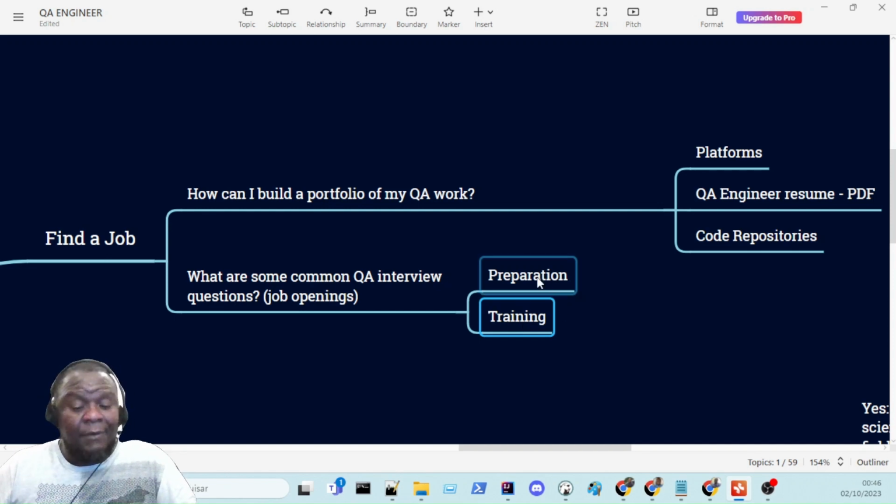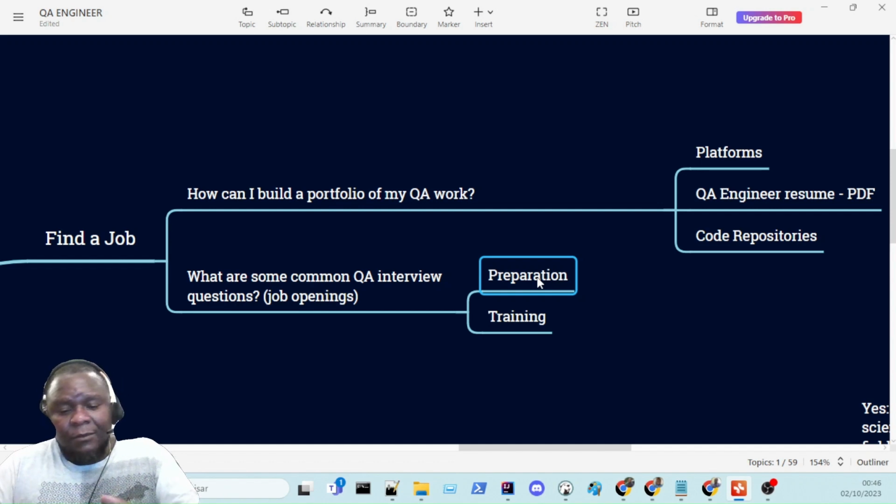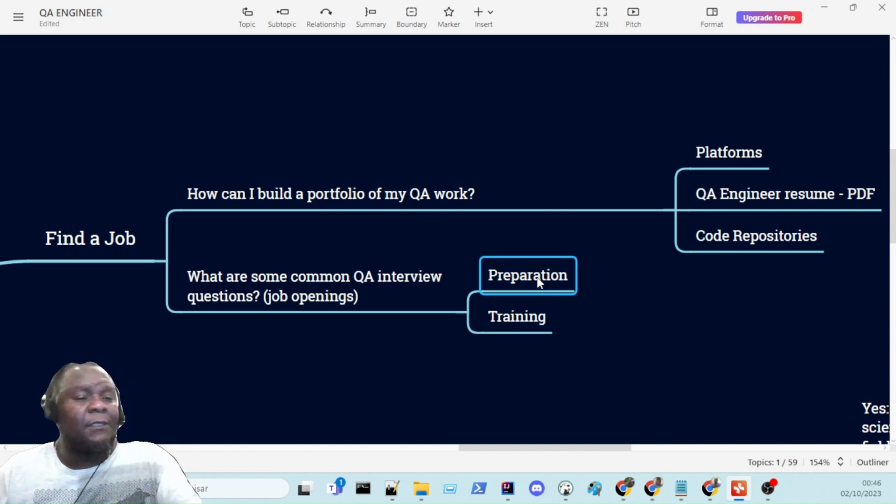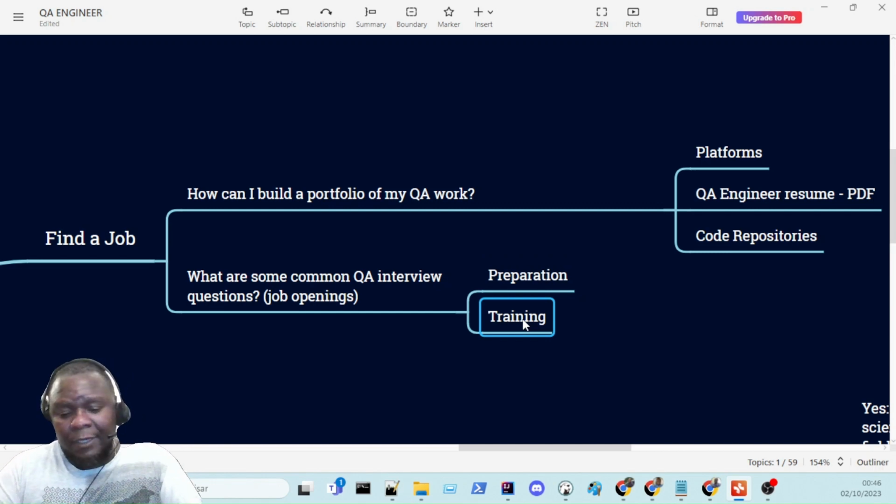You see that it is very good for you to understand what questions most interviewers are asking a QA engineer, right? You have to search for some preparation too, because it's very good, when they call or invite you to an interview, that you know how to answer those questions, right? If possible, if you have some money for this, you can take a training about interview questions. If it's possible for you, I recommend you do it, right?